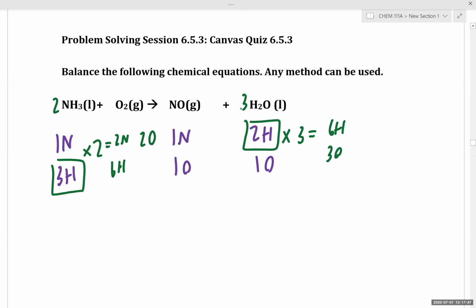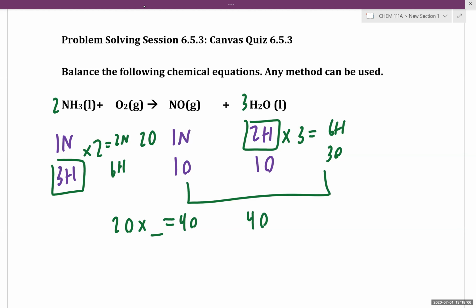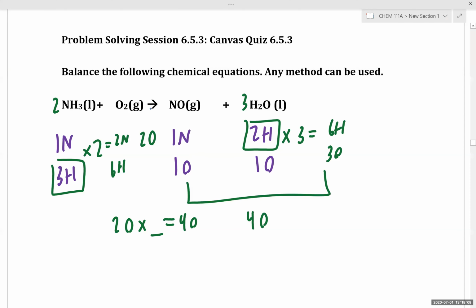Okay, so now if we add up our total number of oxygen atoms, we have 4 oxygen atoms on the right. Now we want 4 oxygen atoms on the left, so 2 oxygens times what would give us 4 oxygens? 2 times what would give us 4?